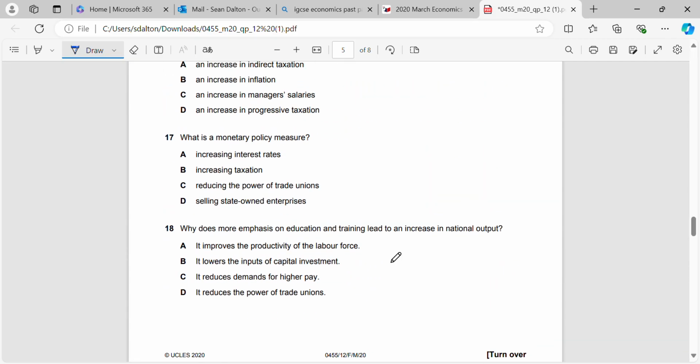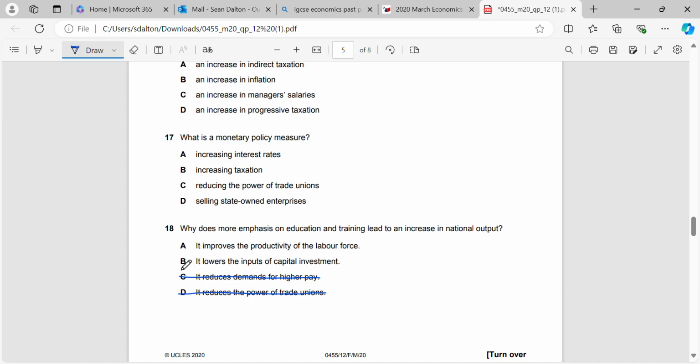Okay, question 18. Why does more emphasis on education and training lead to an increase in national output? It reduces the power of trade unions, that's wrong. Education and training does not have an effect on trade unions. It reduces demand for higher pay, that's also obviously wrong. If people are more skilled at their jobs and they're more productive, they're more likely to want higher wages.